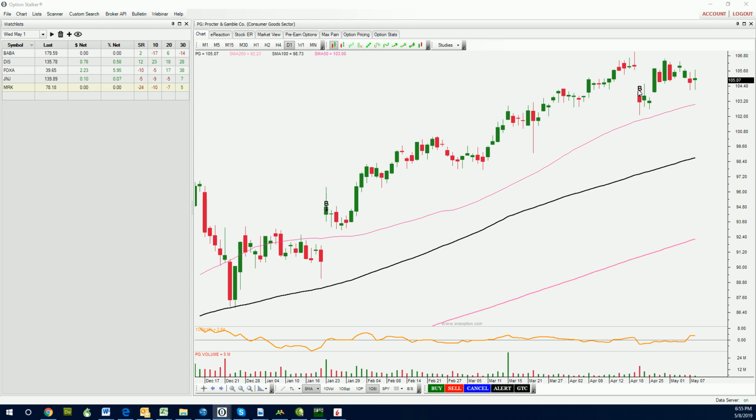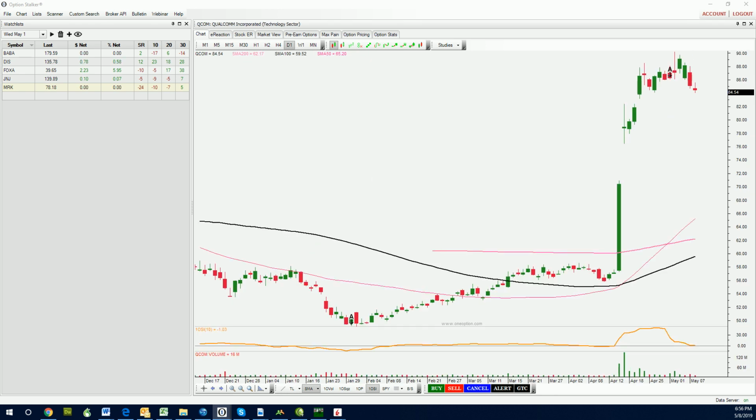Procter & Gamble, a little bit of a dip after earnings. You can see how it rebounded. It's edging its way closer to the all-time high. Nice, strong uptrend. This is a nice looking stock. Good relative strength. We'll be done here pretty soon.